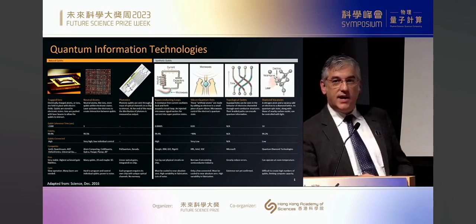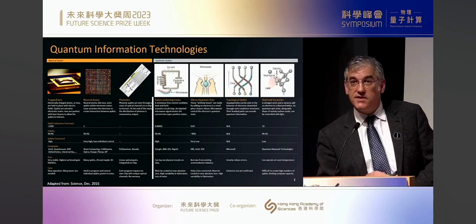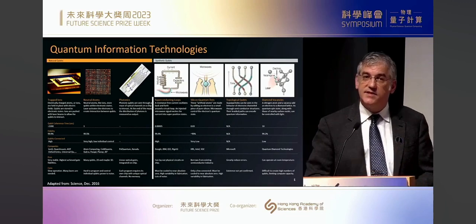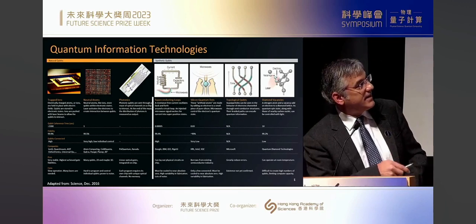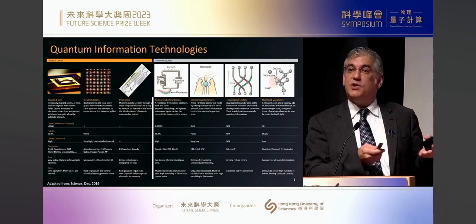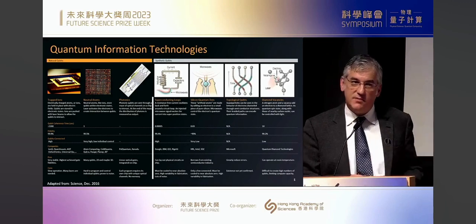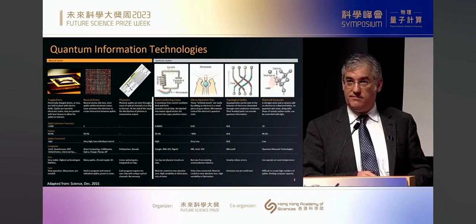Now, on the left, we have what has been highlighted in this meeting, actually all three of these platforms: atomic ions, neutral atoms, and photons. These are what I might call natural quantum systems. They're not synthetic like these solid state systems. These ones are not made by man. They're given to us. They're already composite quantum systems. They're already natural and perfectly reproducible.